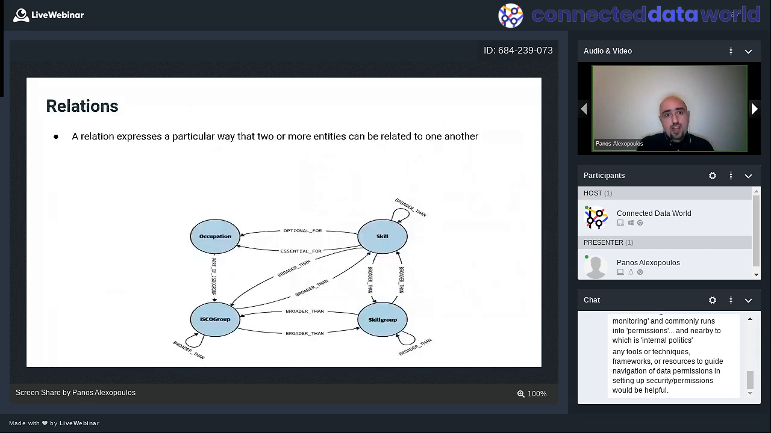Of course, we also have relations, right? A relation is quite straightforward. It expresses a particular way that two or more entities can be related to one another. This is an example of relations found in the ESCO knowledge graph. We have occupations and skills, and they're related. We have the relation of a skill being essential for an occupation or being optional for an occupation. And we may also have a skill being broader than another skill. So someone may say that Java development or Python development is a narrower, more specific concept than computer programming, for example.